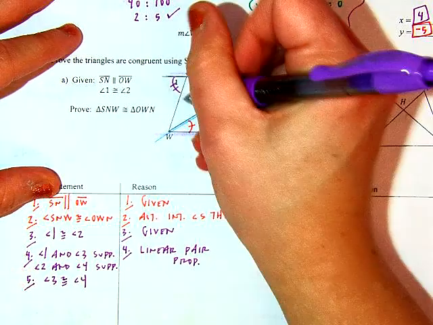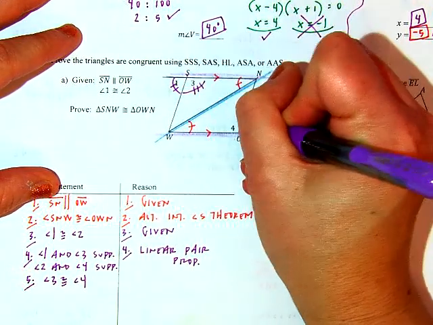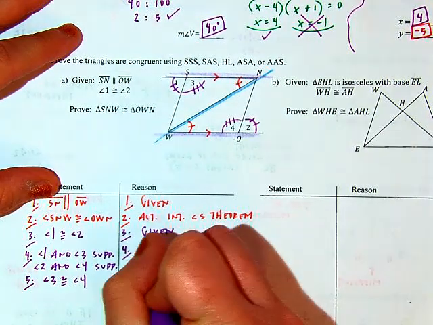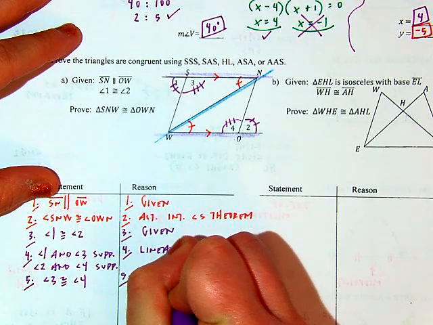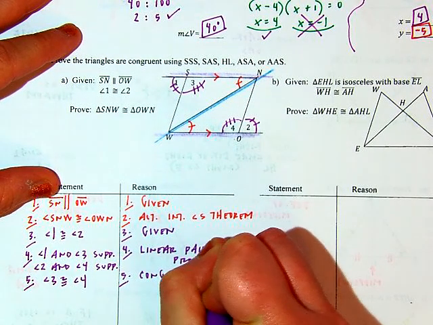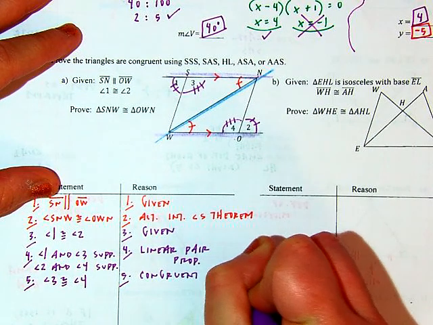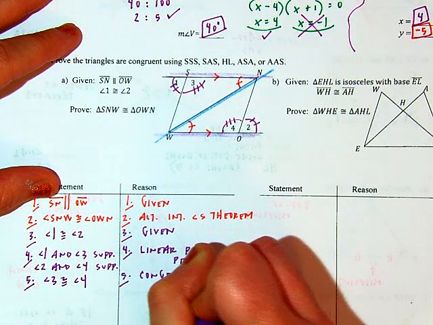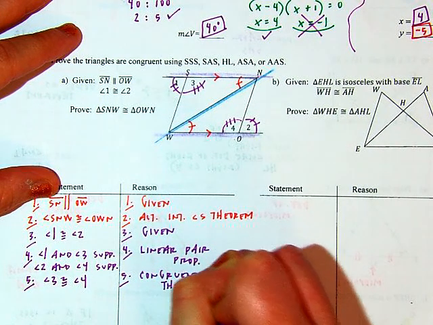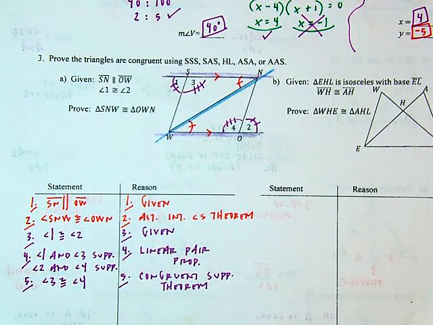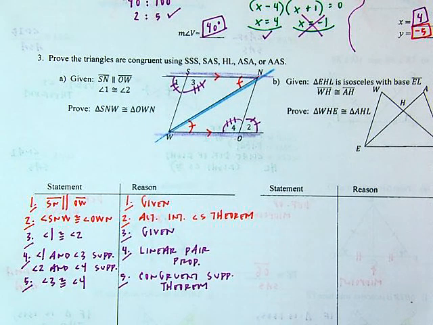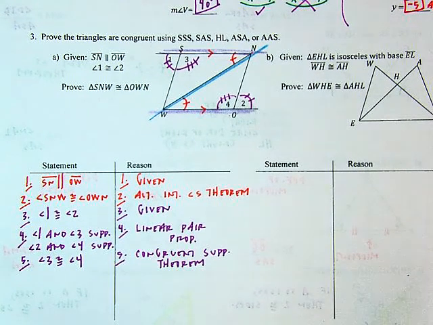And as I say it, I mark it. So that would be the congruent supplements theorem. Okay, the supplements of congruent angles, they also have to be congruent. So I'm linking up 3 and 4. So now what I have is two pairs of corresponding angles that are congruent.